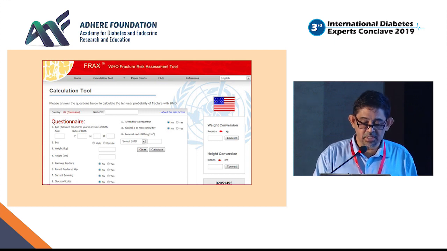The important things I'll just draw your attention to: ethnicity is a very important question in this. Age, sex, weight, height, previous fractures, parents fracture hip. If your parents have a hip fracture, then you have to put yes here. They are all yes-no kind of a questionnaire, as you can see. Current smoking, glucocorticoids, secondary osteoporosis, alcohol 3 or more times per day, femoral neck. If you have the BMD, you put the BMD value, but it's not mandatory. FRAX can be done even when your patient has not undergone a DEXA.